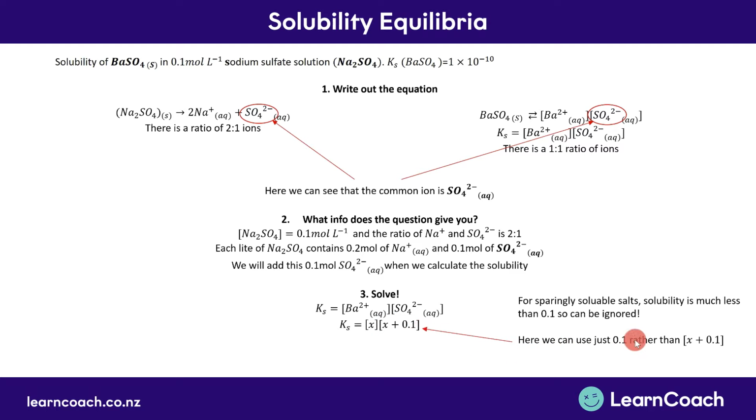So what we do, instead of going x plus 0.1, we can just say 0.1. This makes the equation significantly easier, because now Ks equals x times 0.1, which equals 1 times 10 to the negative 10, so x equals 1 times 10 to the negative 9.